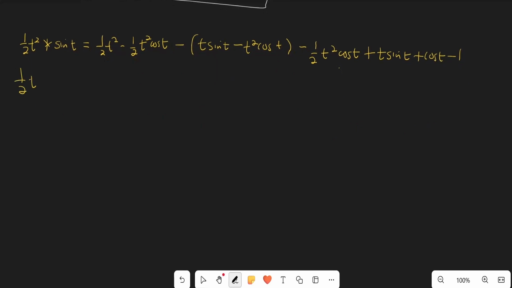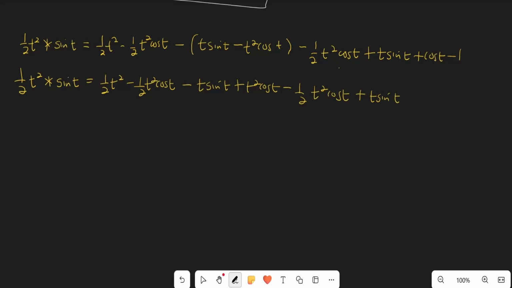So 1/2 t squared convoluted with sine of t is equal to 1/2 t squared minus 1/2 t squared cosine of t. Now this one is going to be minus t times sine of t plus t squared cosine of t. I'm just distributing. And then minus 1/2 t squared cosine of t plus t times sine of t plus cosine of t minus 1.